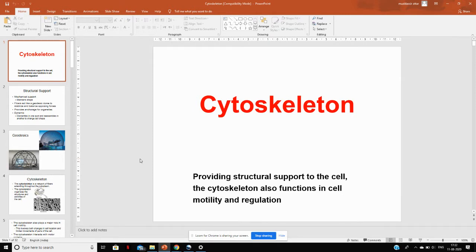Basically, we will not go into detail regarding the definition of cytoskeleton or the basic things to be learned there, but directly jump onto the types of cytoskeleton and what their function actually is in cell regulation and cell motility. Okay, let's go.